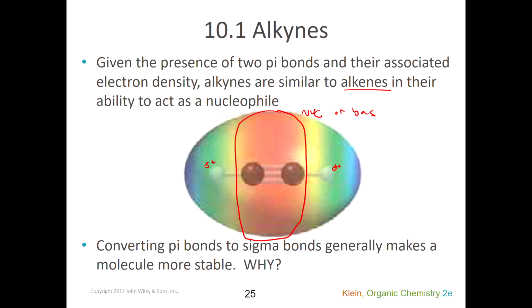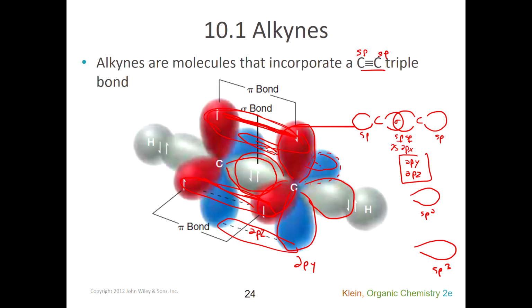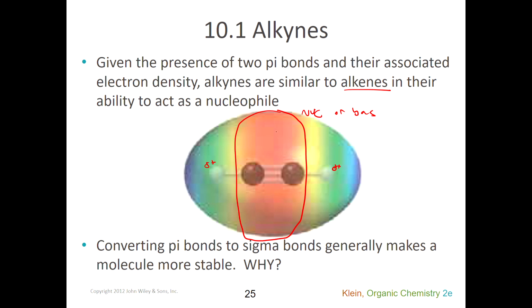The pi electrons, especially, as we said, since they're kind of held above and below or behind or in front, they're not very close to the nuclei. So those pi electrons are susceptible to start to be shared with some other nucleus like a proton or an electrophile to convert the pi bond into a sigma bond. And that makes the structure more stable because in a sigma bond the electrons are closer to the nuclei. And so that's the key there.